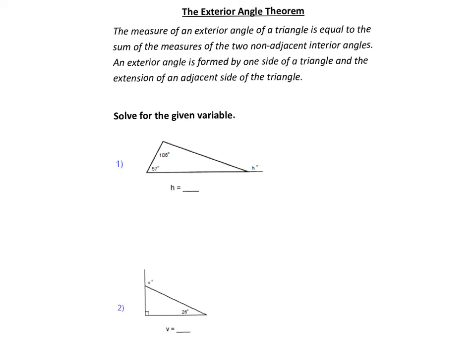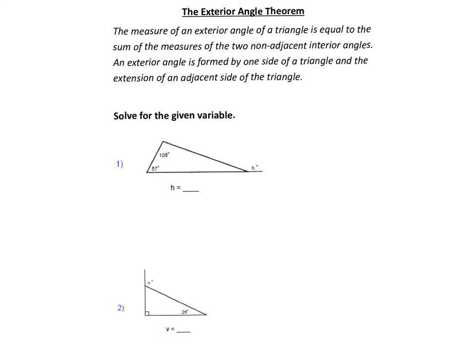Now start looking at page 20. You'll notice that the title of the page is the Exterior Angle Theorem. What the Exterior Angle Theorem says is that you can take the measure of two non-adjacent interior angles and it will equal the measure of the opposite exterior angle on the triangle.